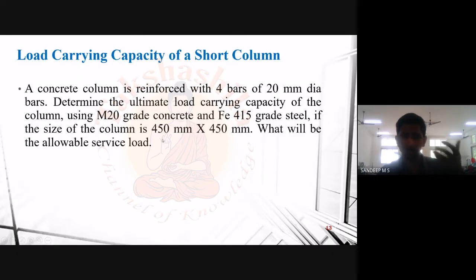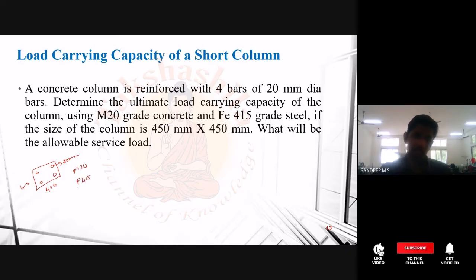If the size of the column is also directly given to you, this is an analysis type problem. So the size of the column is 450 millimeter by 450 millimeter. What will be the allowable service load? So basically in this case we have a column like this. Say the dimension is 450 by 450. And we have 4 number of bars provided in this, and these 4 bars are having a diameter of 20 millimeters, and we are using M20 grade concrete and Fe415 grade steel. So our question is, what is the load carrying capacity of this column?